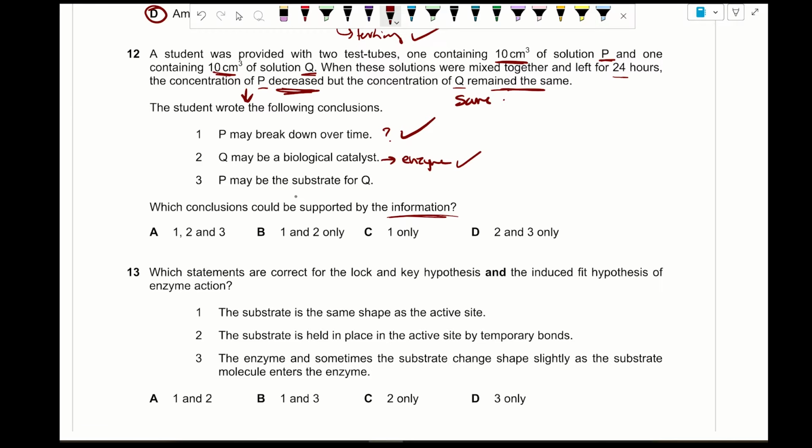3, P may be the substrate for Q. So Q, if we assume that it's an enzyme, P may be the substrate that actually does bind to that enzyme. Therefore, it does decrease because it's catalyzed by that enzyme. Therefore, all 3 conclusions might be correct, and the answer is A.